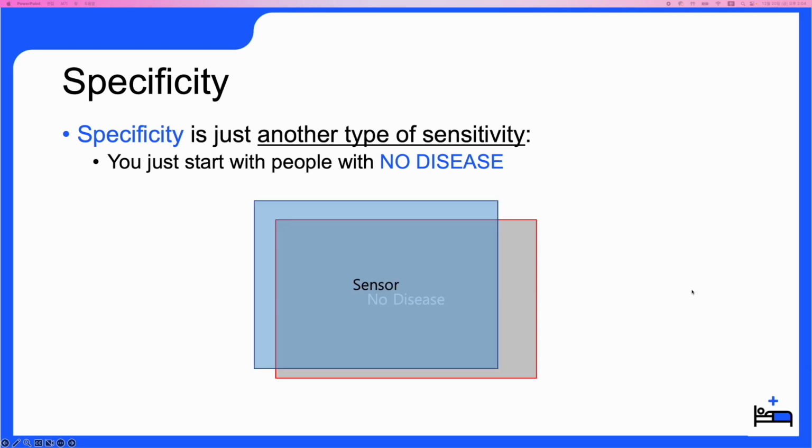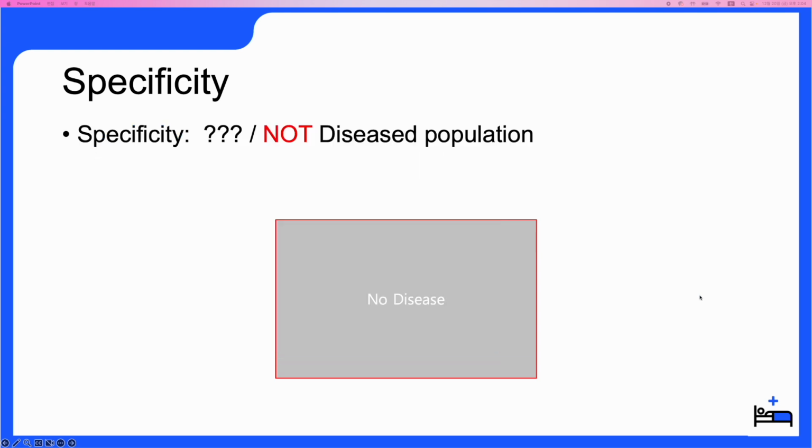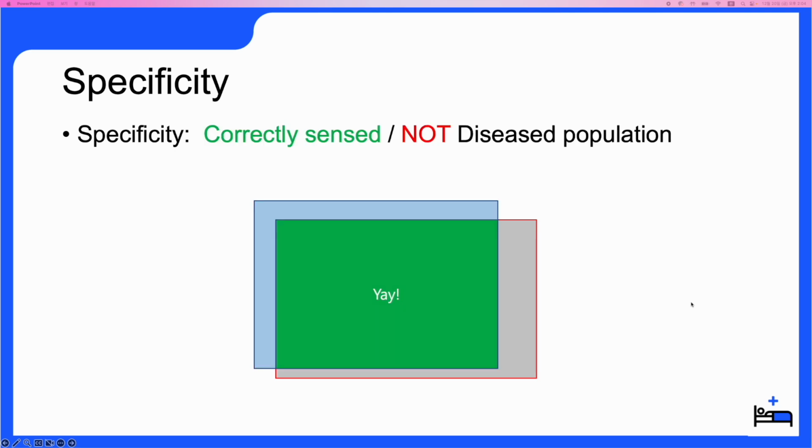And it's the same process. With our sensor, which would be our diagnostic tool, we try to sense the population, except this time, people with no disease. And just like sensitivity, the proportion of this green box will represent specificity. So the formula is basically how many people with no disease are correctly sensed. Again, this is just another type of sensitivity, and the only difference is that we try to sense people with no disease instead of people who have it.